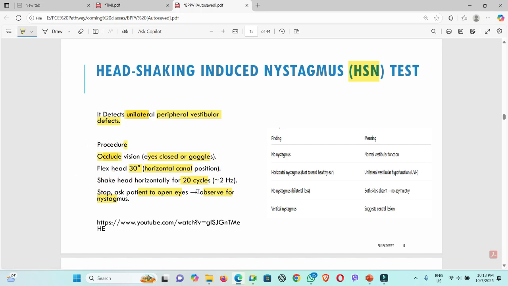Okay. Now the findings. After doing this, we can see no nystagmus. If there's no nystagmus, then that is normal vestibular function. If there is horizontal nystagmus, fast phase towards the healthy ear, we can say there is UVH. No nystagmus, bilateral loss, both sides absent. Vertical nystagmus suggests a central lesion. They can ask this: you did HSN and you noticed vertical nystagmus, what does it suggest? It suggests a central lesion.